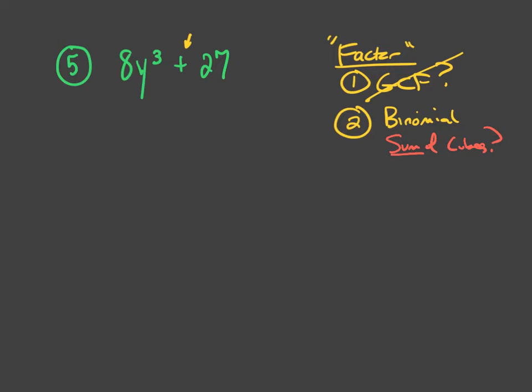If you look at your cubes list, you got 1, 8, 27. So both 8 and 27. And also with your variables, you've got y cubed, y to the 6th, y to the 9th. So y cubed and also 8 and 27 are all cubes. So this is sum of cubes.